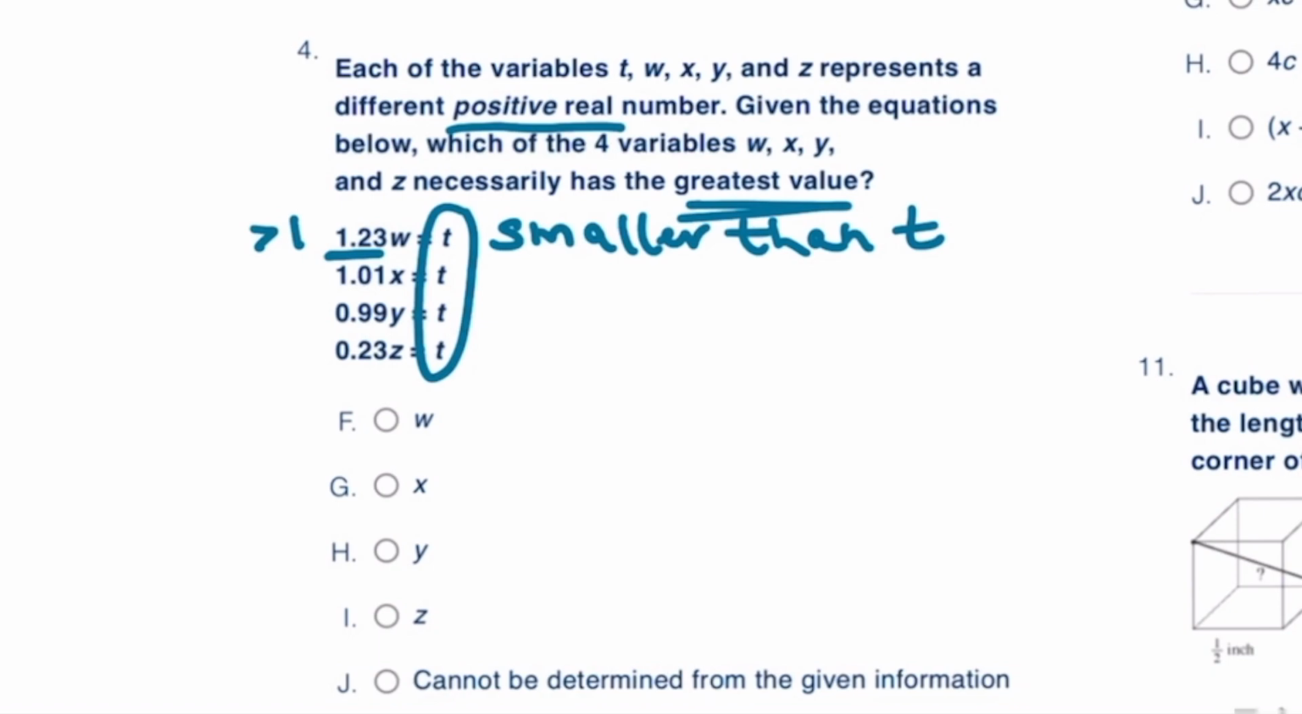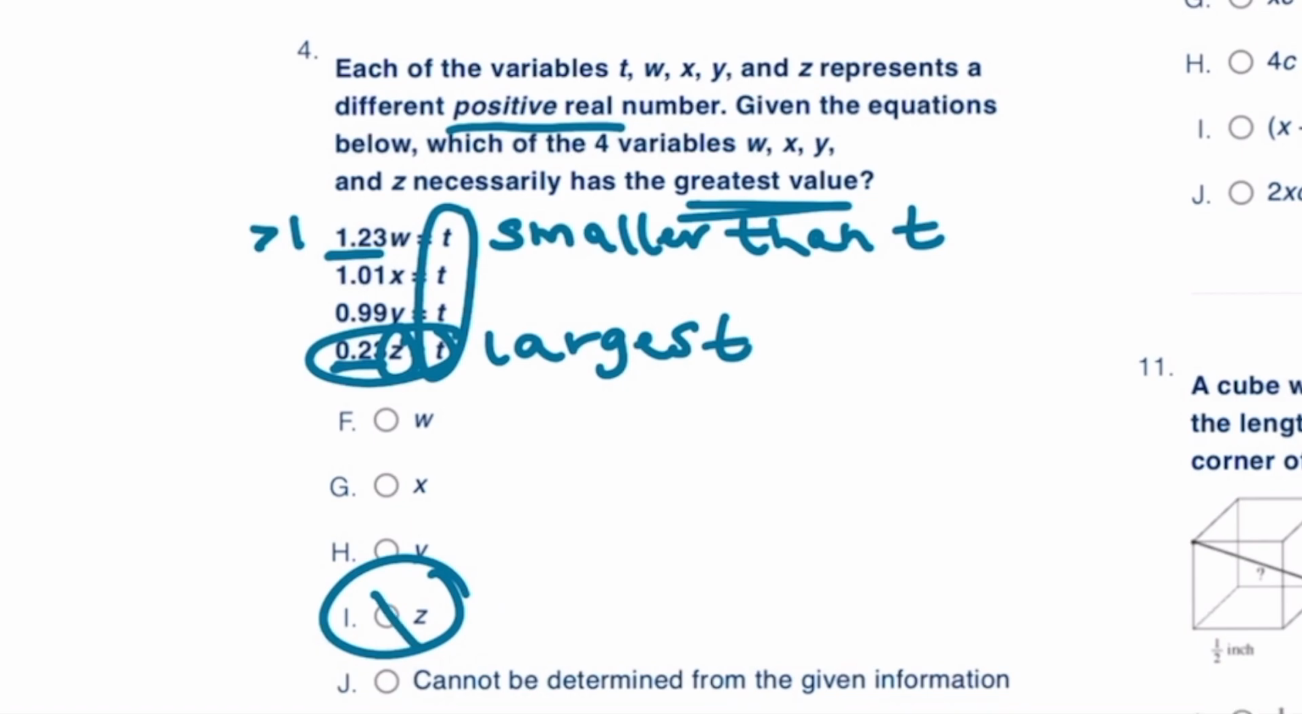Okay, that means anything smaller than 1, so that 0.99 and that 0.23, is going to give me a larger number. And obviously the smallest is going to give us the largest. So we would choose option I, which is Z.